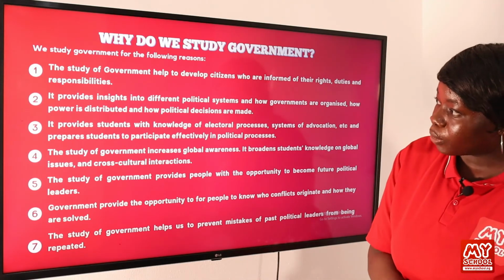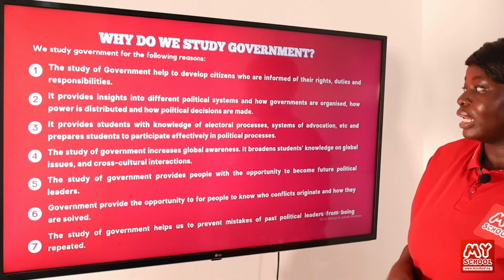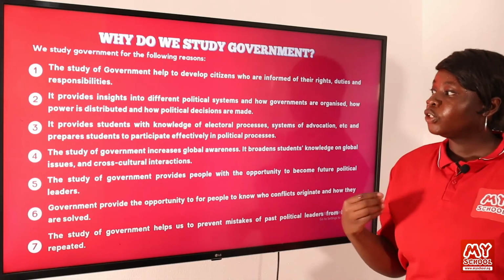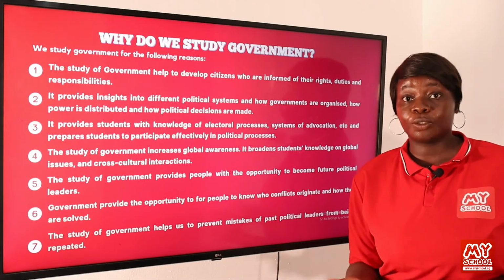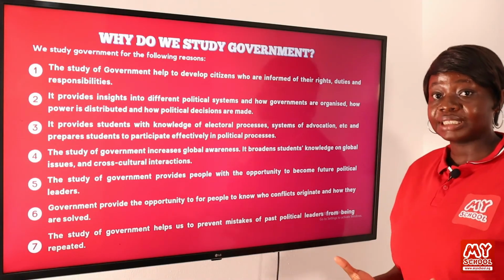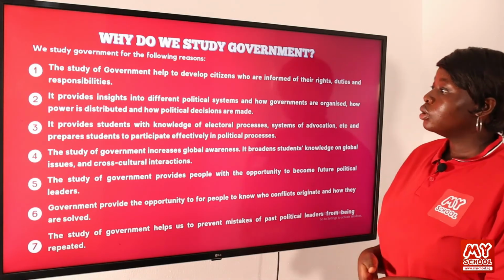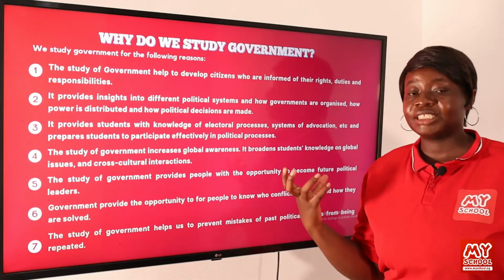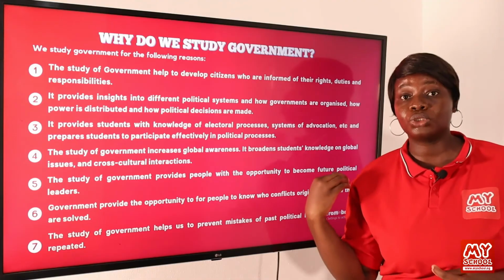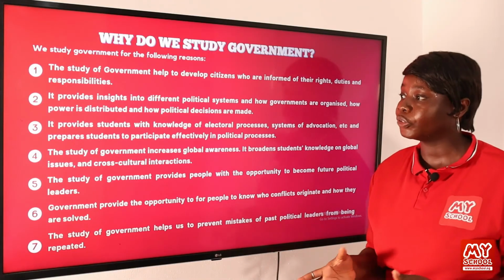Then we also study government because it provides us with the knowledge of electoral processes, systems of advocacy, etc. So you learn how to participate in the election process. You also learn how to advocate for your rights, for your interests in the government. So it prepares you to participate effectively in political processes. You'll be able to participate actively in the political decisions that are made in your country.